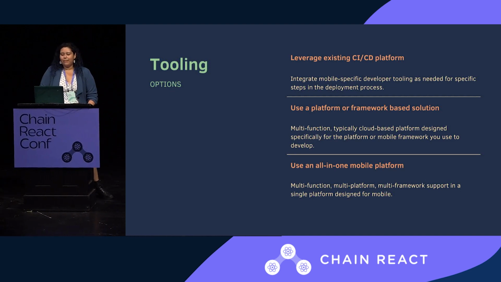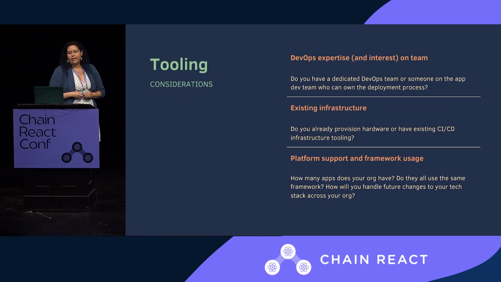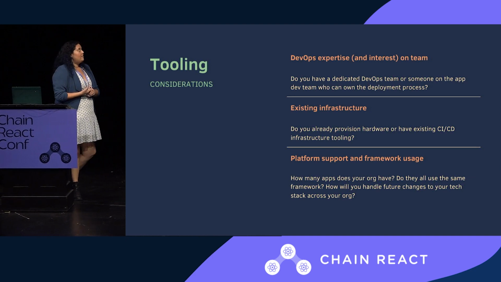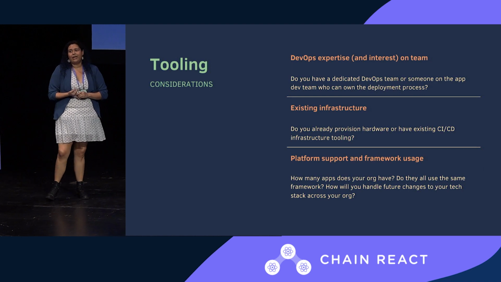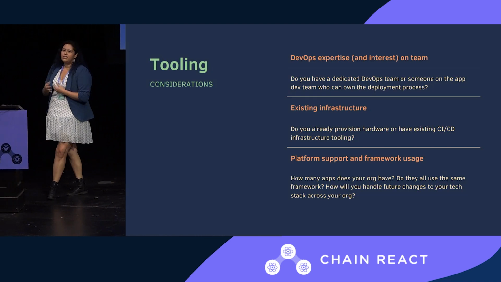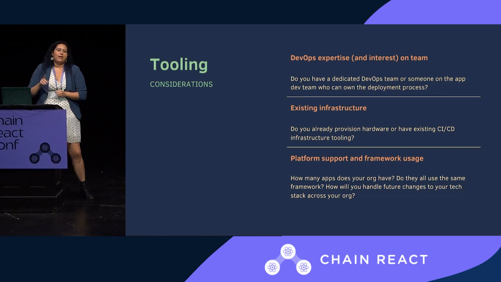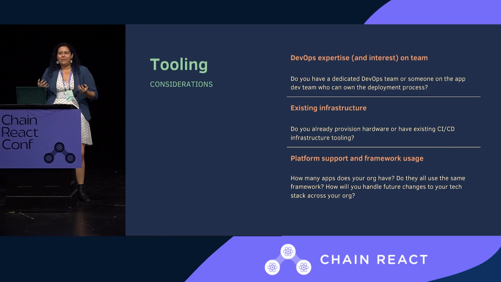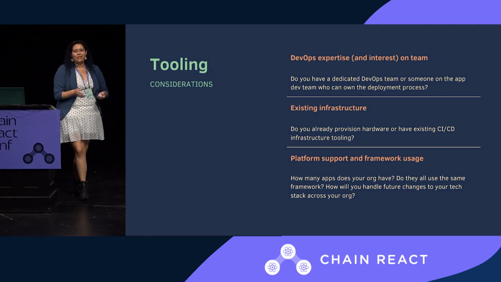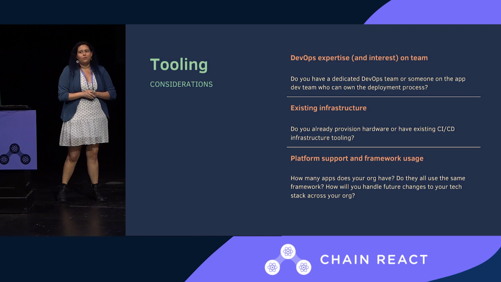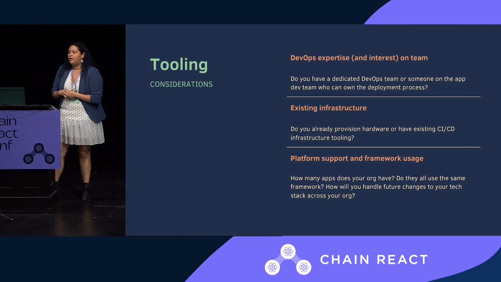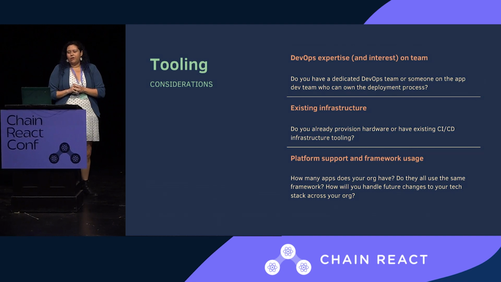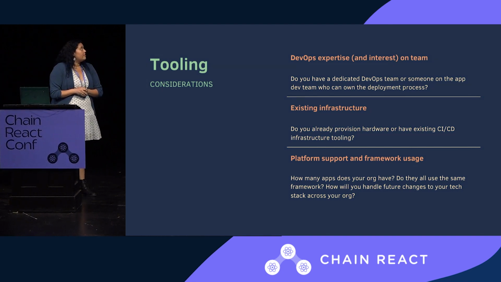Some of the things that you need to think about as you're deciding what tools to use. The DevOps expertise on your team. If you have a dedicated DevOps team that will handle all your mobile deployments, the tools that you're going to use are going to be very different. If you have one person on your team, typically a team lead, who's responsible for making sure the app gets out, they may not want to handle very complex DevOps-style configuration YAML tools. So you need to think about what that looks like on your team and who can own that process.